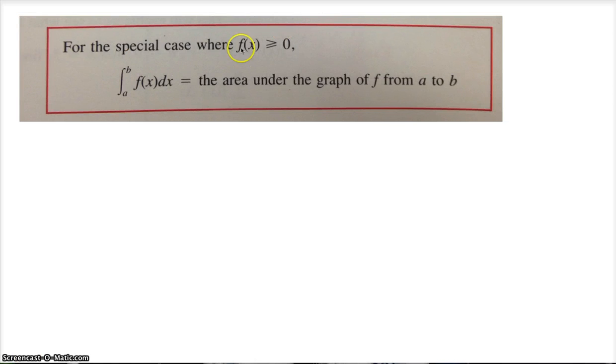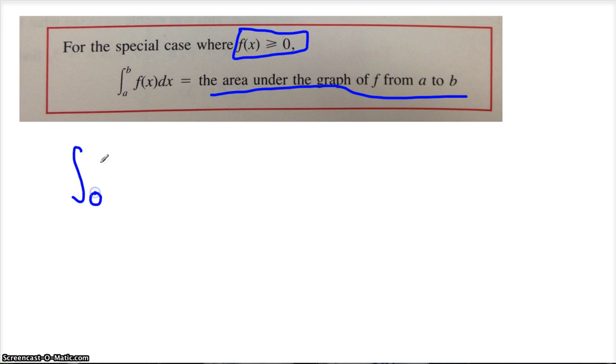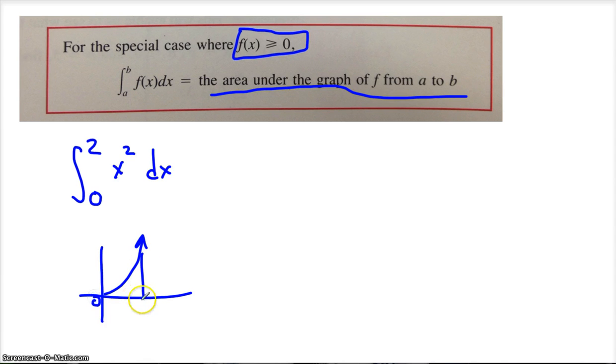Okay, so in the special case where we have f of x completely above the x-axis, positive, this definite integral is the actual area underneath the graph from A to B. So let's just take an example. Say from 0 to 2 of the parabola x squared dx. What does this look like? Very quickly, we're looking at that, and then we're going from 0 to 2.